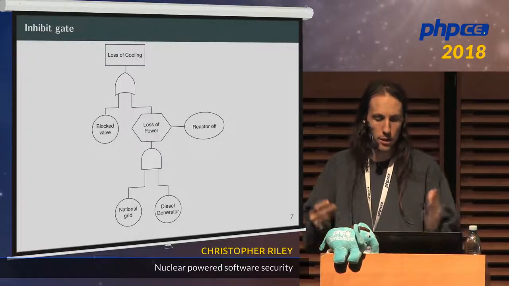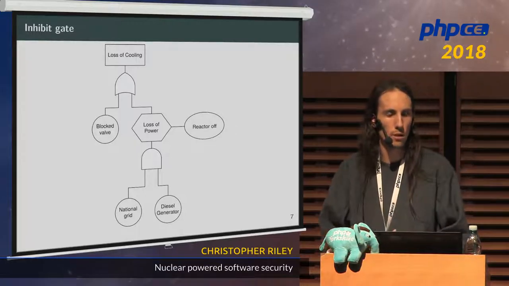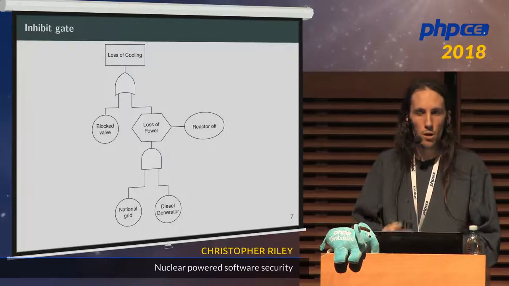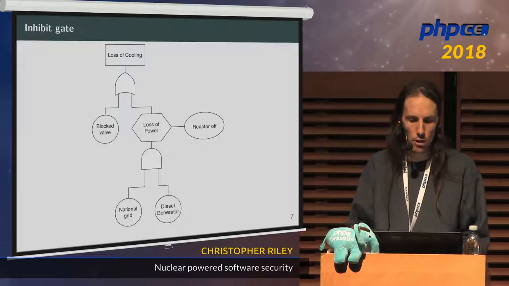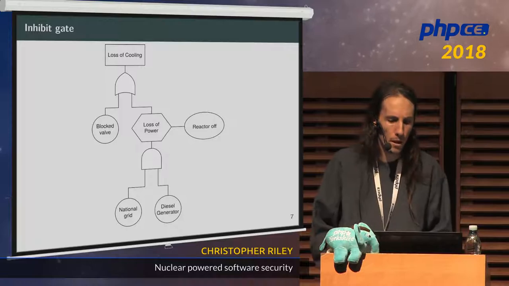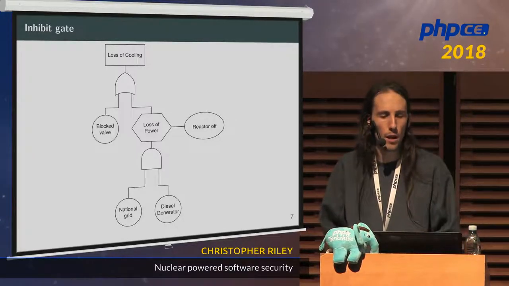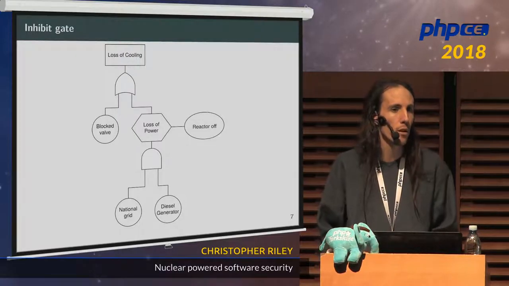Now, you see this tree and you're thinking, well, okay, the reactor's got to be off, your national grid connection's got to go down, your diesel generators have got to fail somehow. That seems pretty unlikely. That sounds like it'd be pretty safe, right? But this failure is exactly what happened at Fukushima in Japan a few years ago.